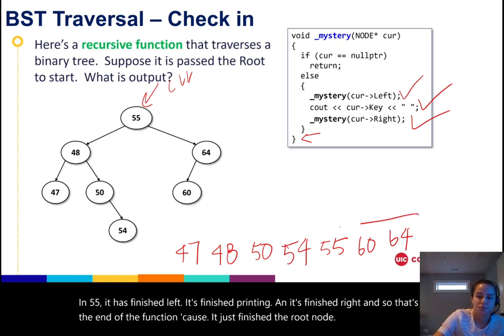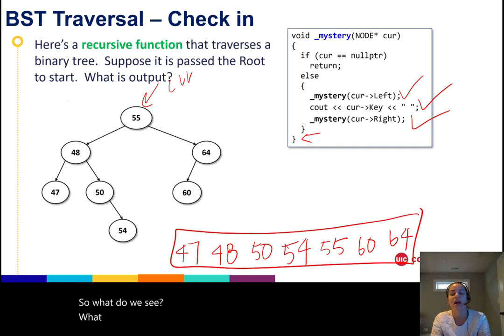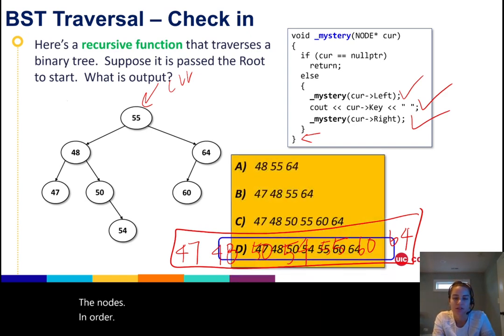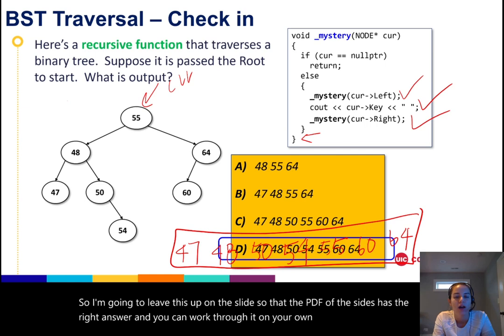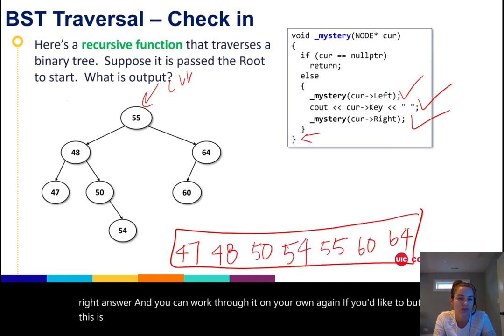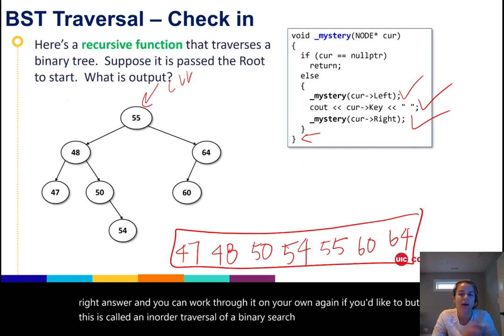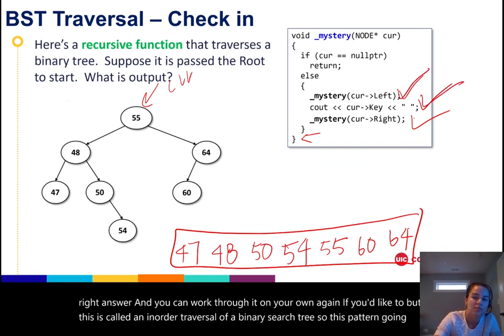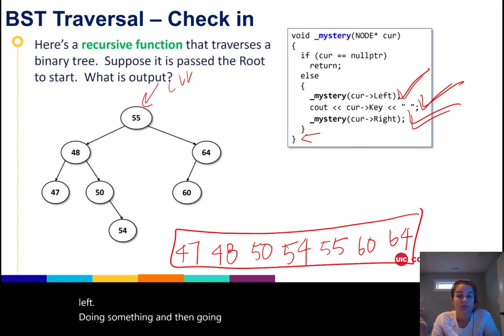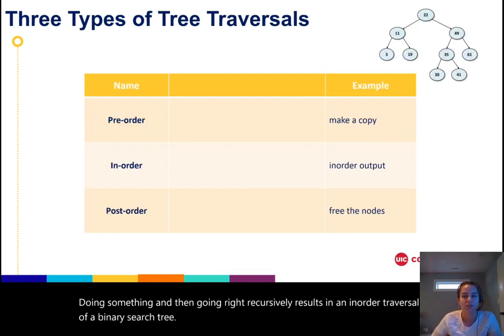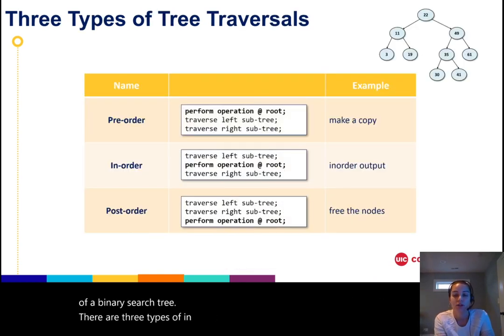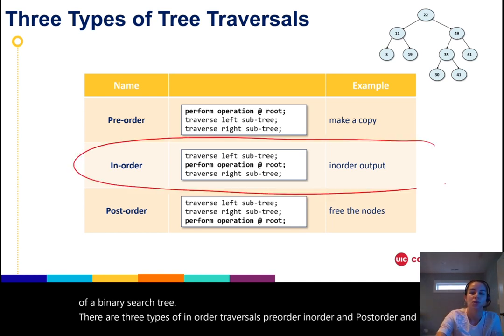So what do we see? Well, what we see is that we have printed out the nodes in order. So I'm going to leave this up on the slide so that the PDF of the slides has the right answer, and you can work through it on your own again if you'd like to. But this is called an in-order traversal of a binary search tree. So this pattern, going left, doing something, and then going right, recursively results in an in-order traversal of a binary search tree. There are three types of depth-first traversals: pre-order, in-order, and post-order. And so we just went through what's called in-order.